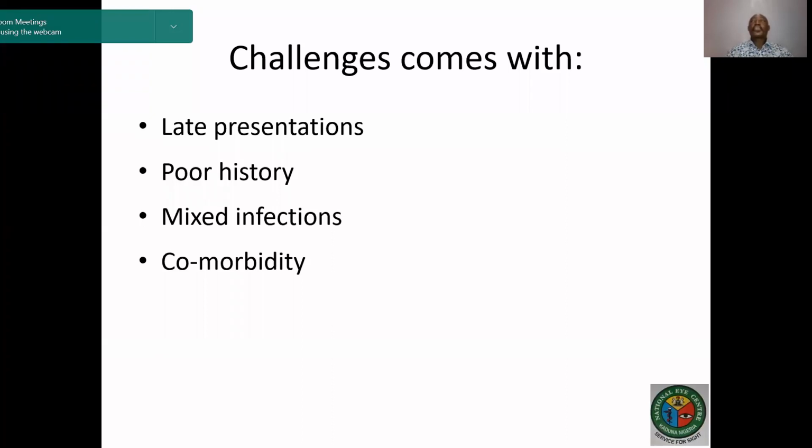We should also be aware that many times we will have mixed infections, and this causes a challenge in the management of such ulcers.